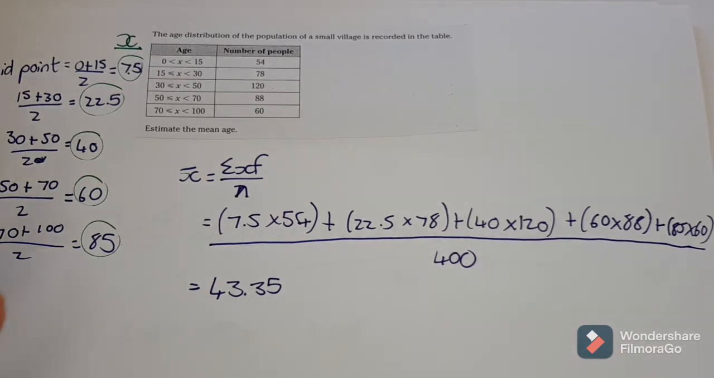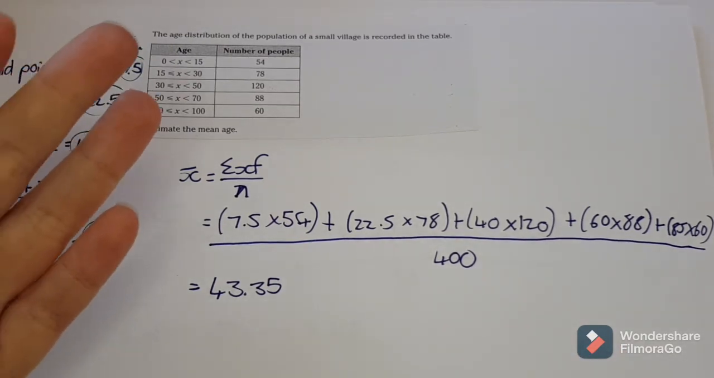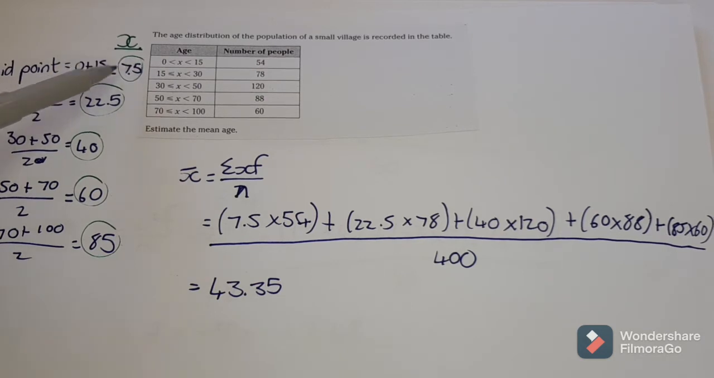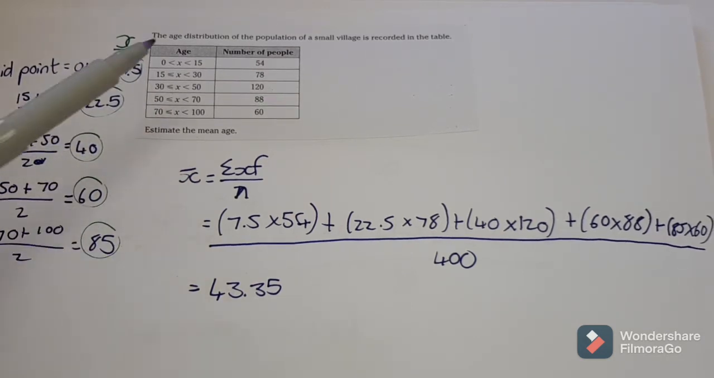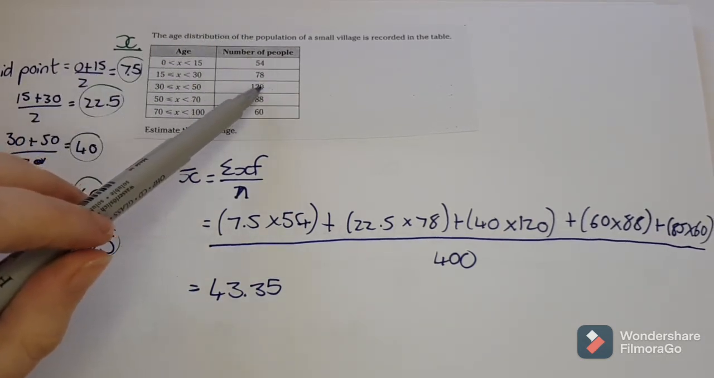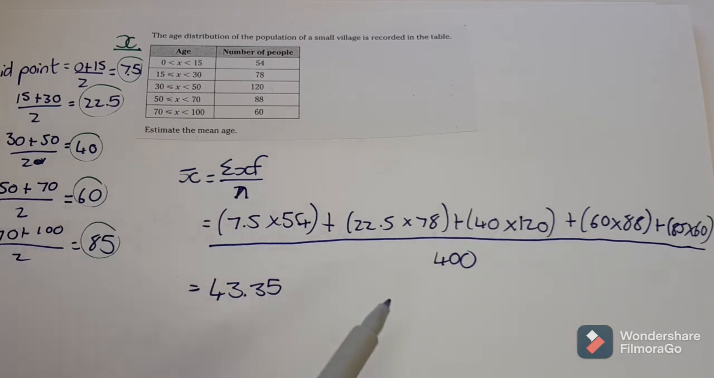And then our variance, we're going to do exactly the same thing, except you're going to square each of those values before you times it by the frequency to add them all together over n, and then minus that mean squared.